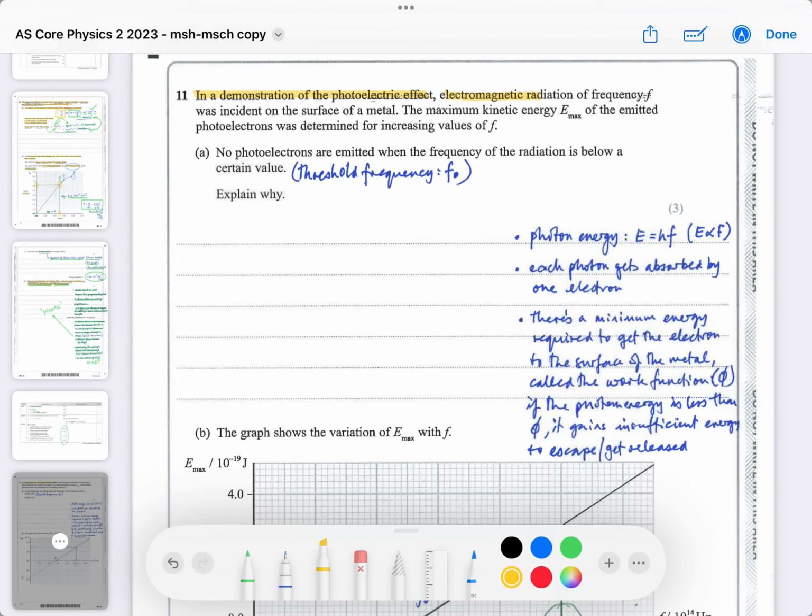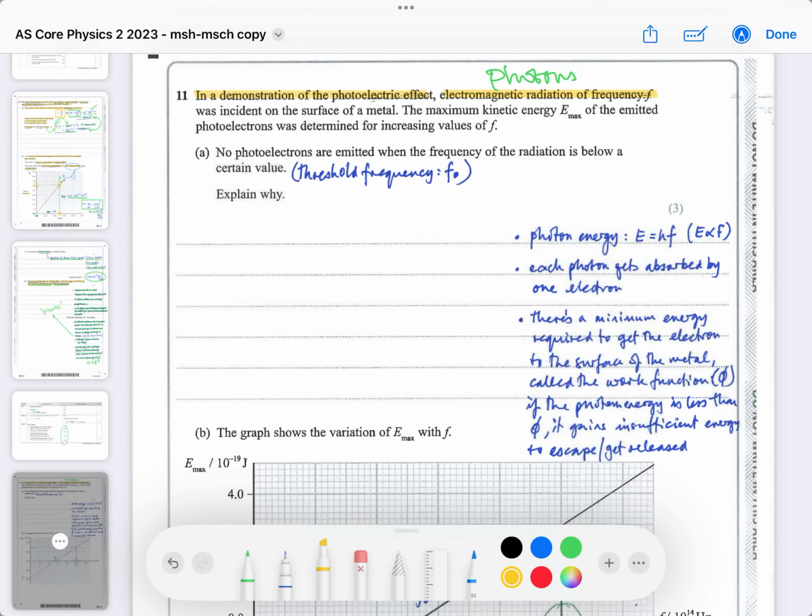Electromagnetic radiation or photons of frequency F. Yes? So I would change this to photons. They probably didn't want to give away the answer. The electrons are released by photons hitting them, and each photon gives up its energy to an electron. Okay.